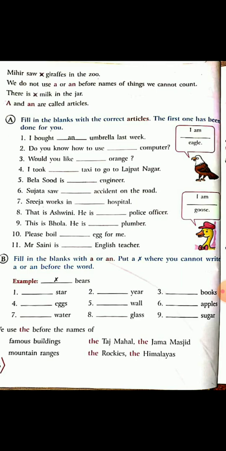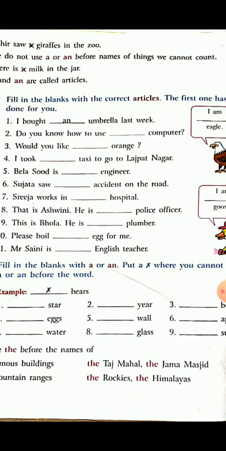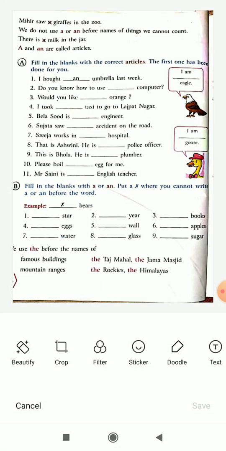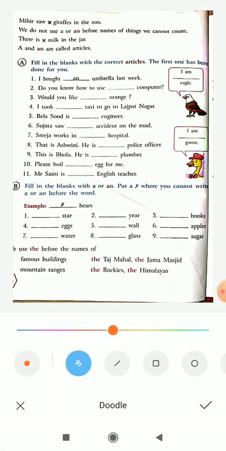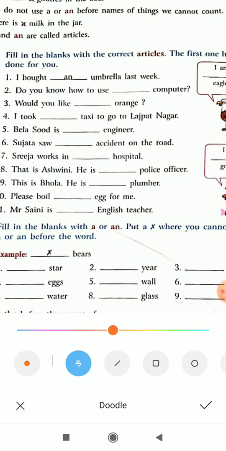So there are some fill in the blanks given. We will try to use the correct articles in them. Okay, so let's try. First is, I bought an umbrella last week. First one is already done for you. Second is, do you know how to use dash computer? C is a consonant, we will use a computer.